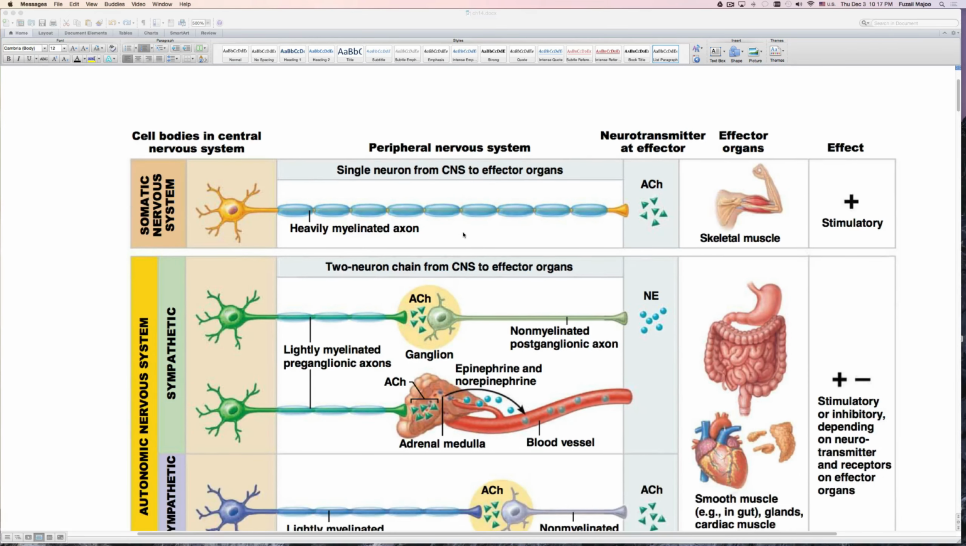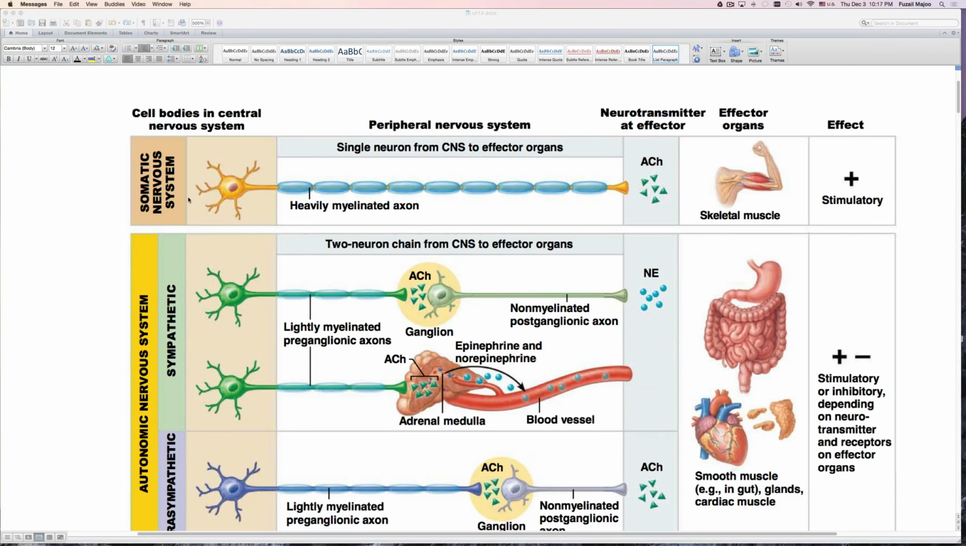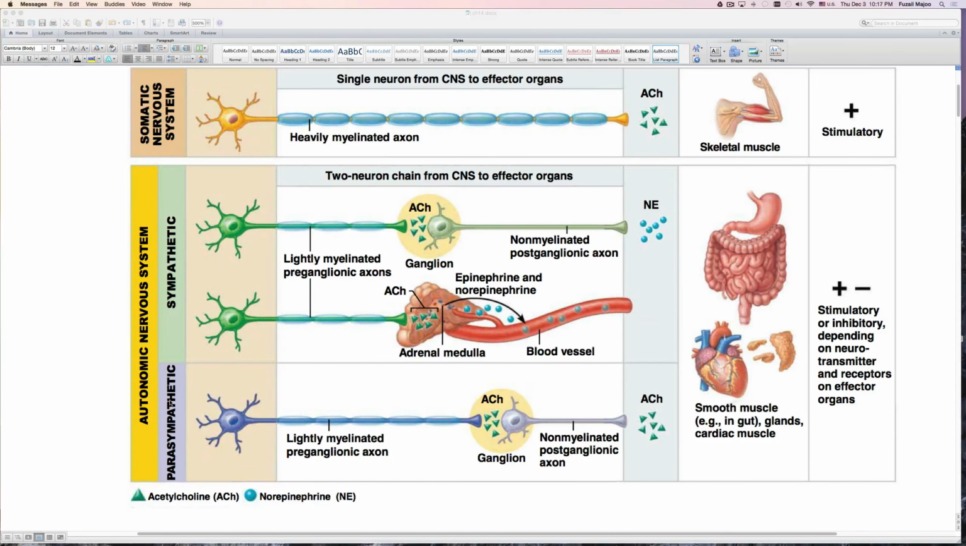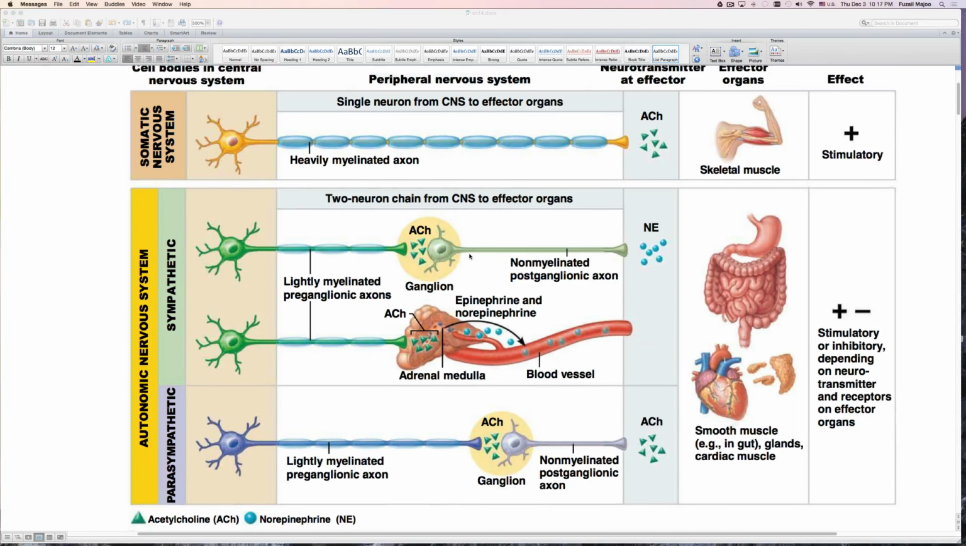So make sure you know this image over here. What we're looking at, again, are nerve cells. So what are we seeing? This is a multipolar neuron that we see over here for a somatic nervous system. And then these are the multipolar neurons that we have in the autonomic nervous system. And again, as you know, the autonomic nervous system has a sympathetic and a parasympathetic division. So when you look at this axon over here for the somatic nervous system, notice that the axon is heavily myelinated, and the neurotransmitter that's at the effector is acetylcholine, and it has a stimulatory effect.